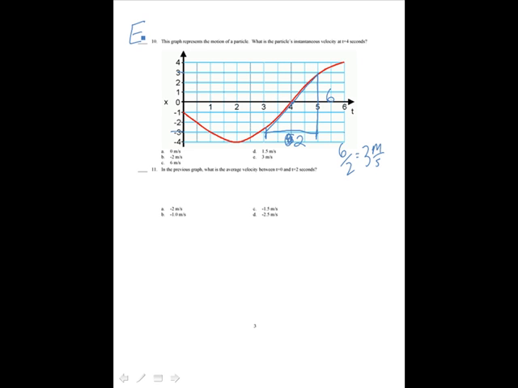In the previous graph, what is the average velocity between t equals 0 and t equals 2 seconds? Well, average velocity is equal to delta x over delta t, just x final minus x initial. X final is -4, x initial is -1, over delta t, which is 2 minus 0. These are in meters. This is in seconds. That is -4 plus 1, -3 over 2, or -1.5. So that answer for number 11 is C.